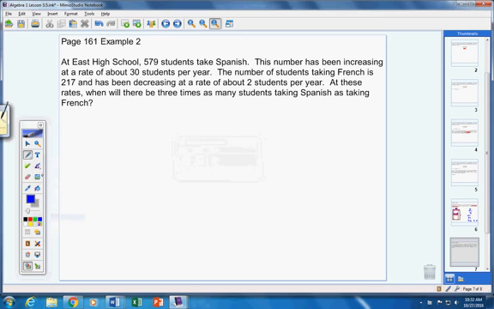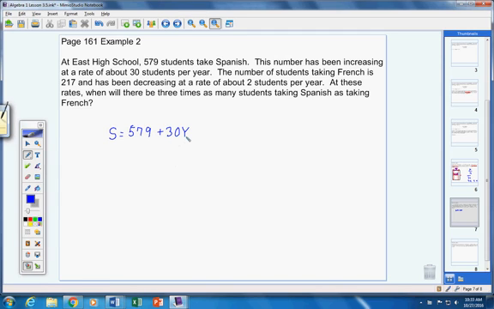So let me teach you how to use equations. This is going to be a very tough problem, okay? So here we go. We probably should have done this one first. That's a lot easier than this one here, but here we go. Okay, I'm going to write an equation for the Spanish class. The Spanish class has 579 students, right? Spanish class equals 579 plus increasing, so plus 30 per year. So 30 times every year. Makes sense? 579 students plus 30 times every year.